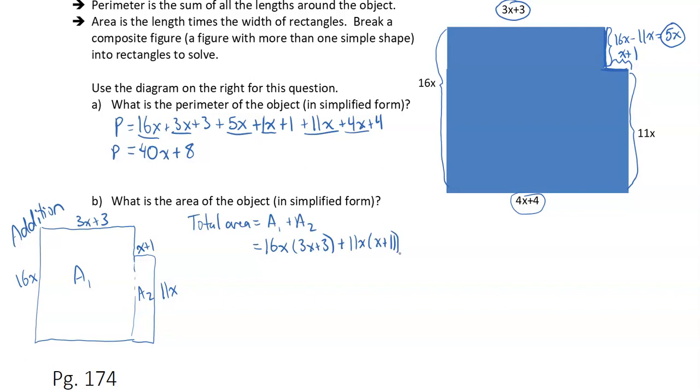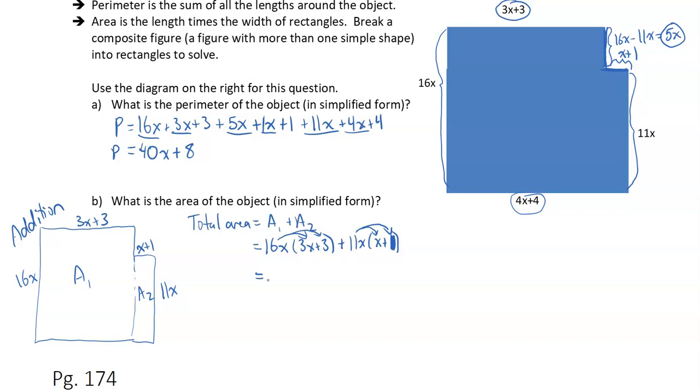And you'll notice I wrote the monomial first. I could have written it the other way around. It doesn't matter. But in general, we write the monomial first so we can see the distributive property going in this direction. But the distributive property would still work if we had the 16x after the 3x plus 3, or if we had the 11x after the x plus 1. Be clear about that there.